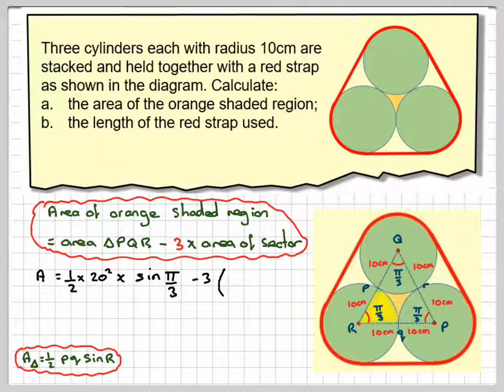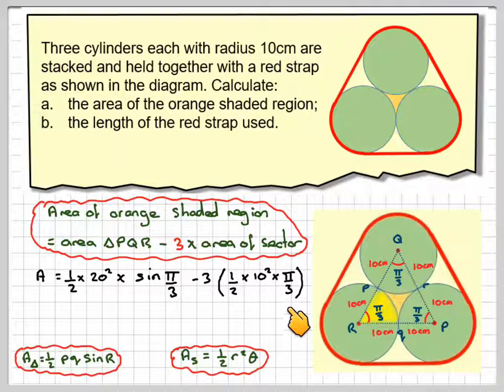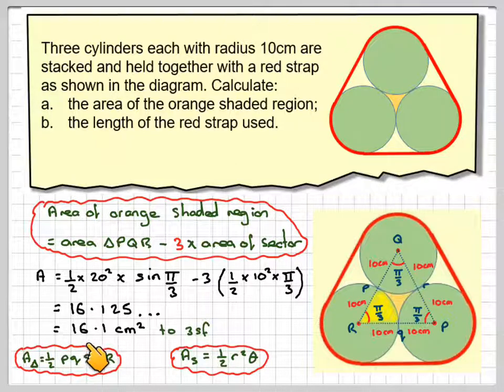Now the area of a sector, when the angle is measured in radians, it's important the angle is measured in radians, is a half r squared theta. And there's 3 of those, so it's going to be 3 times a half times 10 squared times pi by 3, because the radius of one of the circles is 10. Right, working that out on your calculator, you get 16.125, and rounding off to 3 significant figures, that becomes 16.1 centimetres squared.